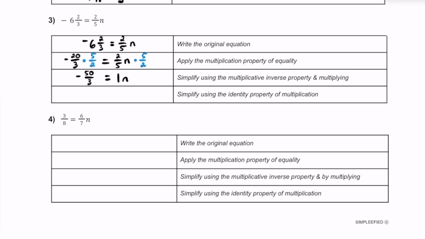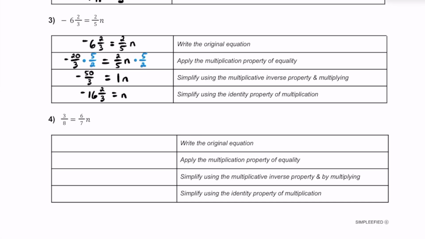Now, if you want to go ahead and drop the 1 using the identity property of multiplication, 1n is just n. And on the left side, you can leave it as an improper fraction or as a mixed number. I believe this is going to be 16 times 3 is 48 with 2 left over. So you can say negative 16 2/3 is equal to n. And again, you can always turn this around using the reflexive property as well if you felt like writing the n first. Okay.